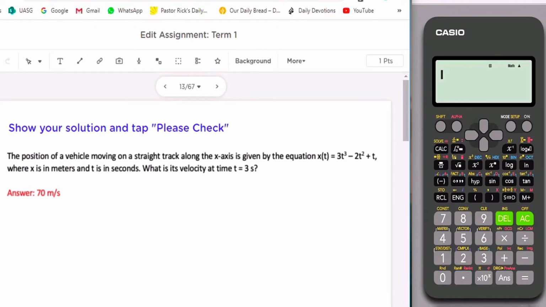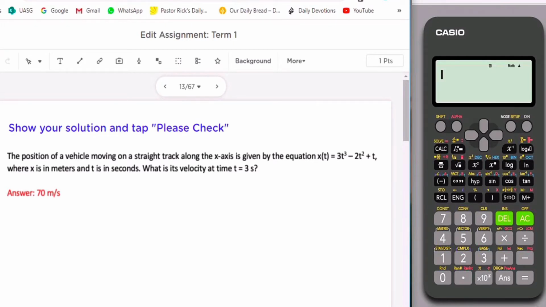The position of a vehicle moving on a straight track along the x-axis is given by the equation x of t is equal to 3t cubed minus 2t squared plus t, where x is in meters and t is in seconds. What is its velocity at time t is equal to 3 seconds?